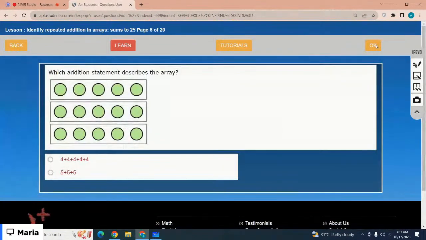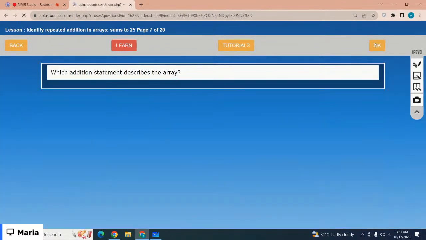Okay, which addition statement describes the array? Which is the correct option? The correct option is, very good, 5 plus 5 plus 5, right? Because you have 3 rows and in each row you have 5 circles. So that would be 5 plus 5 plus 5.